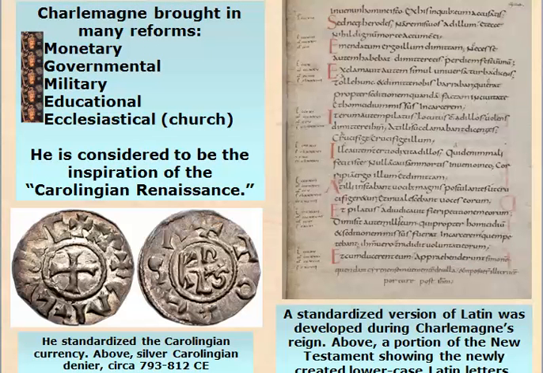Charlemagne brought in many reforms during his time. Reform simply means changes, hopefully for the better. He did reforms in money, government, military, education, and of course in the church as well. He was considered the inspiration of the Carolingian Renaissance. Here we have standardized Carolingian currency, and a standardized version of Latin developed during Charlemagne's reign. Above is a portion of the New Testament showing the newly created lowercase Latin letters.